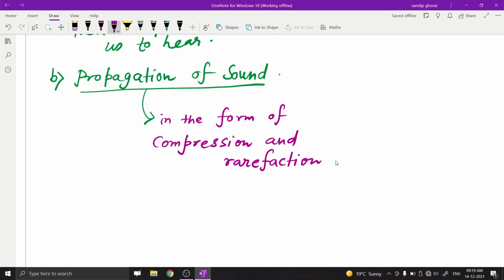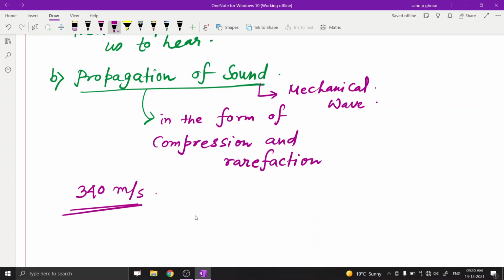Sound cannot propagate through a vacuum medium. That is why sound is also called a mechanical wave. For a mechanical wave, a medium is always required to propagate. The speed of sound is approximately 330 or 340, that is 340 meters per second at room temperature, or 20 degrees Celsius. The speed of sound varies with temperature also, so generally we take the speed of sound as 340 meters per second at 20 degrees Celsius.